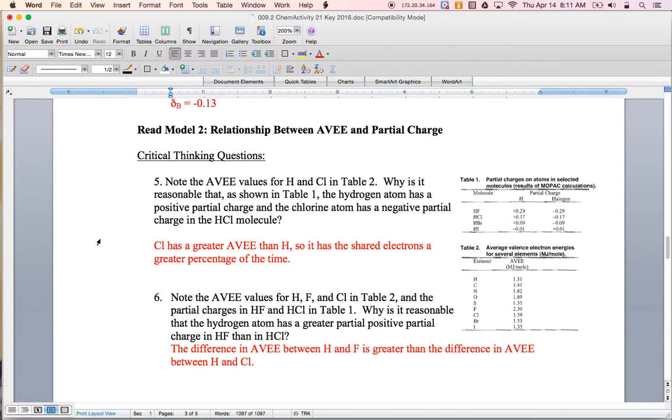So we have to explain in number 5 why it is reasonable that the hydrogen atom has a positive partial charge and the chlorine has a negative partial charge in HCl. That's just as simple as chlorine having a greater average valence electron energy than hydrogen, so the shared electrons spend a greater amount of time with the chlorine.